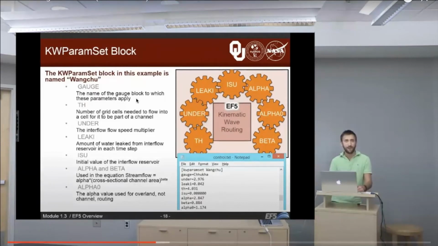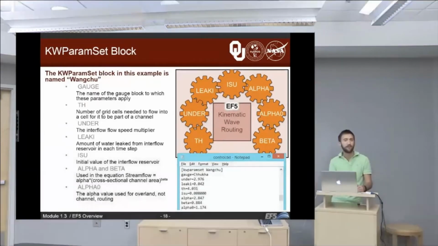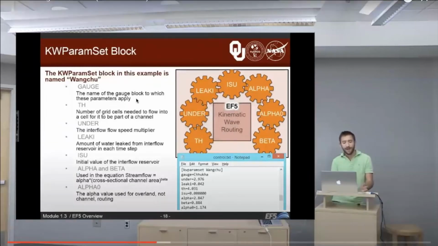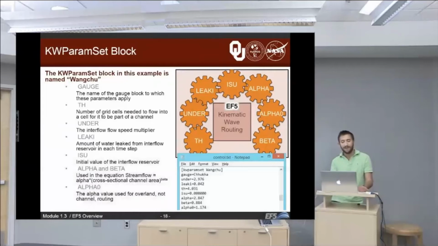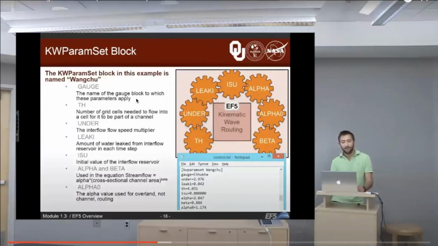Leaki, which is a parameter that tells us how much water leaks out of a particular water bucket at each time step. Después está leaki, que es la cantidad de agua filtrada del depósito de flujo intermedio en cada paso de tiempo. ISU, which is an initial value for the interflow reservoir. And then we have alpha. Después tenemos el ISU, que es el valor inicial del reservorio de interflujo.